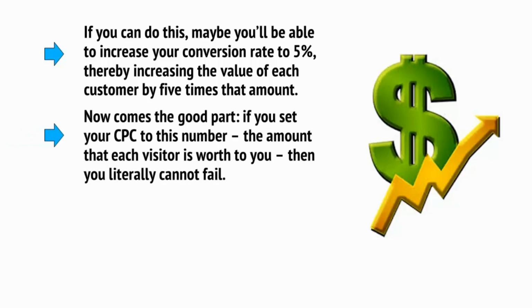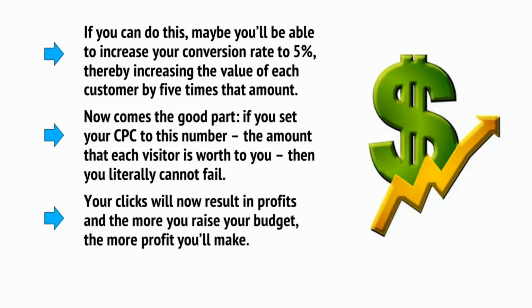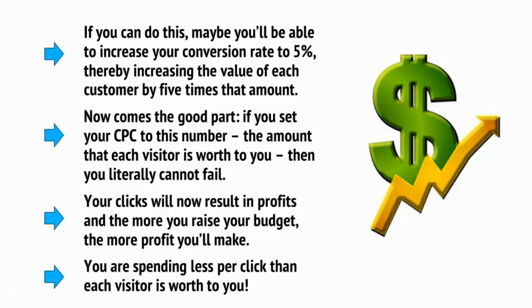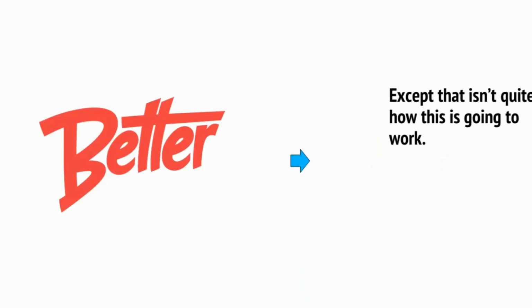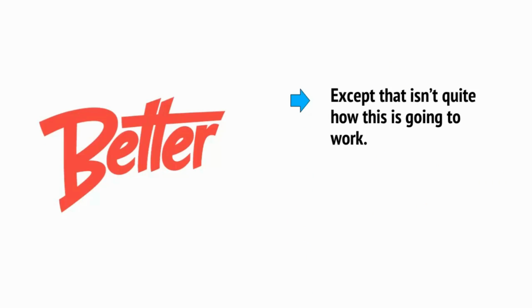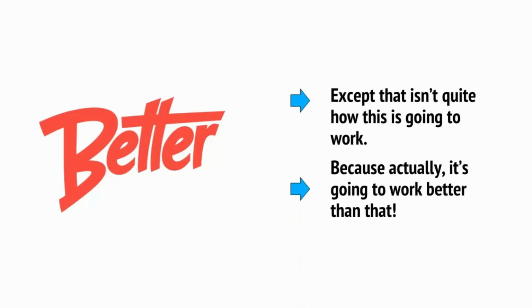Now comes the good part. If you set your CPC to this number, the amount that each visitor is worth to you, then you literally cannot fail. Your clicks will now result in profits, and the more you raise your budget, the more profit you'll make. You're spending less per click than each visitor is worth to you. Except that isn't quite how this is going to work. Because actually, here comes the good part, it's going to work better than that.